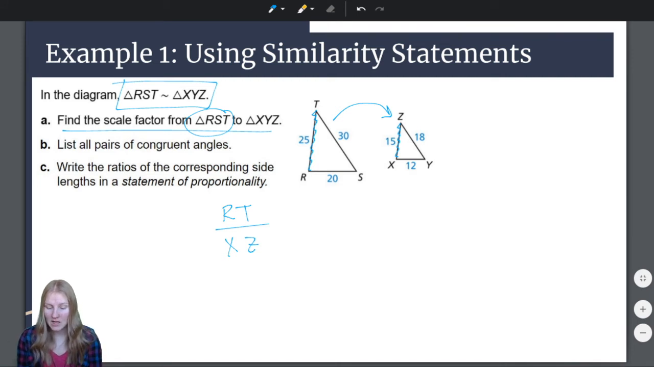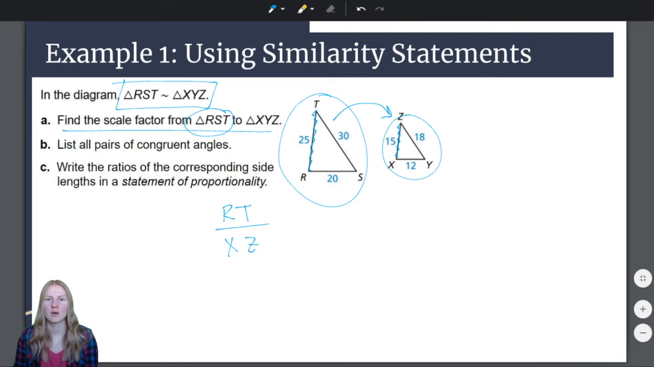So, if I'm going from the big shape to the small shape, my scale factor needs to be small. It needs to be smaller than 1 because I'm making this shape smaller. So I'm going to put RT on the bottom and XZ on the top, because the smaller number should go on the top because we're going from bigger to smaller. So, this is part A.